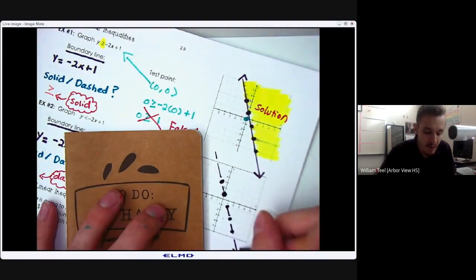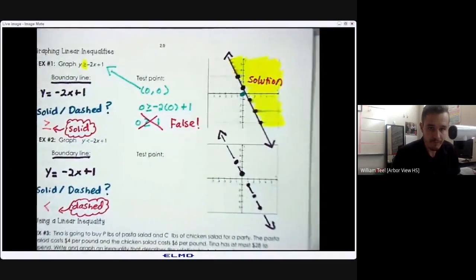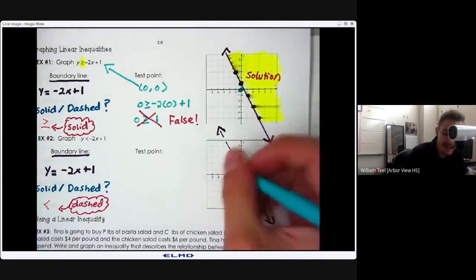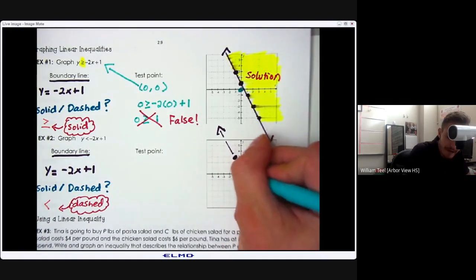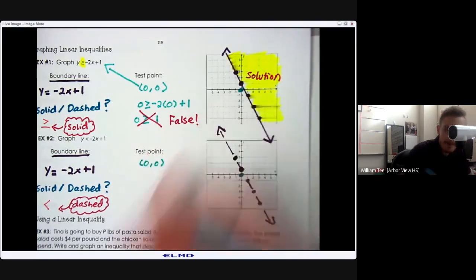And that is going to be my boundary line. So now I can move on. All right, so just like we did before, we're going to use a test point. Always use 0, 0 unless it is on the boundary. Since 0, 0 is not on the boundary, I'm going to test it yet again. So test point is 0, 0.